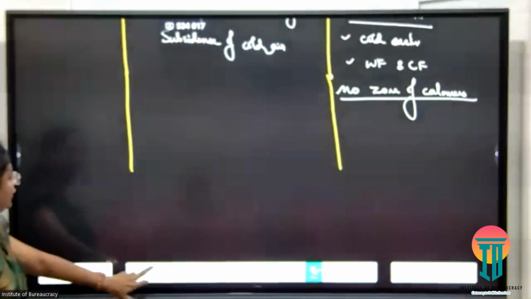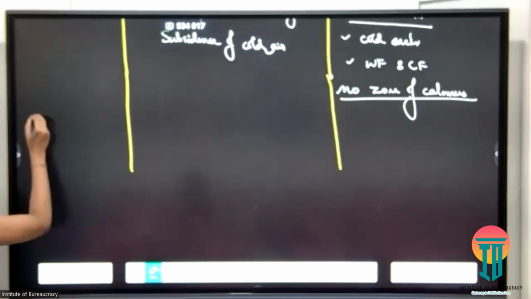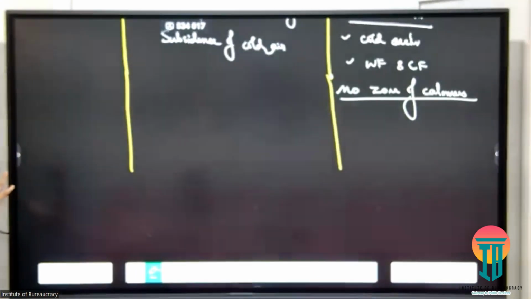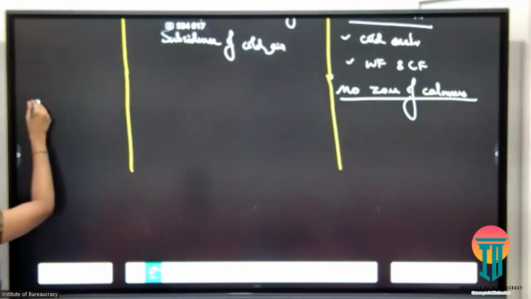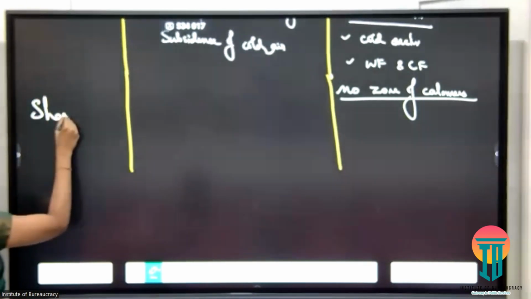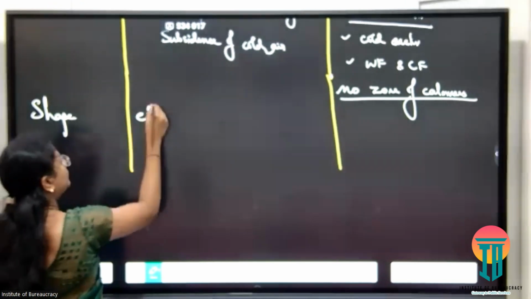So we saw size, then we look into the shape. Not in a specific order, I'm writing as I remember, and you can arrange it sequentially. The shape of the cyclone is elliptical.